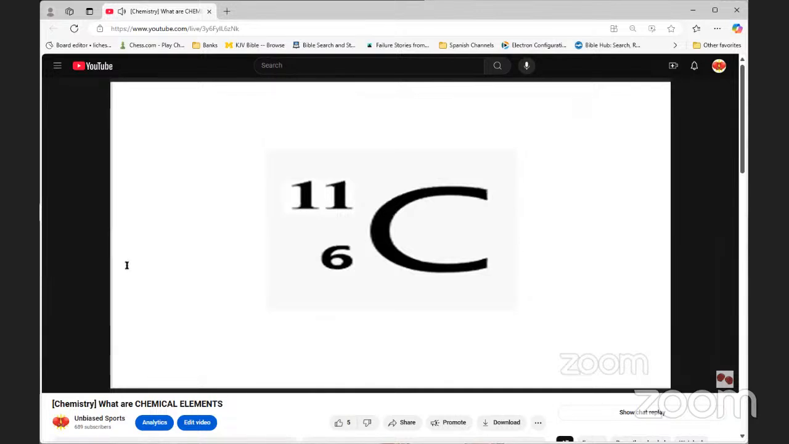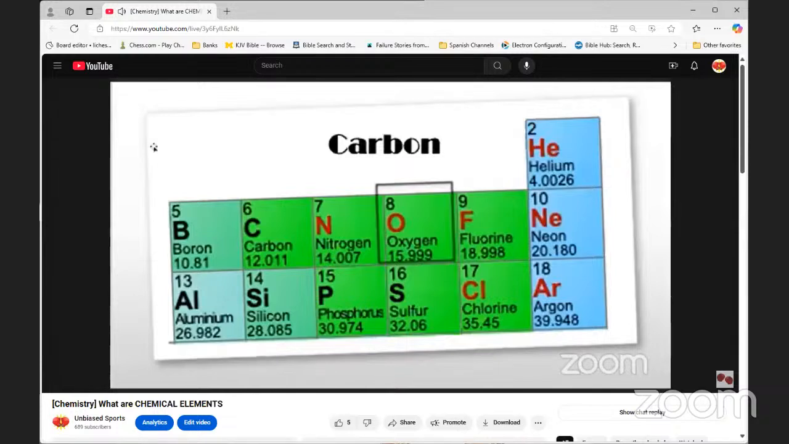So that's it. That's a basic understanding of what a chemical element is. And when you look at this chart, you can now understand the numbers. All right. So the top is the proton count on this periodic chart, and the bottom is the atomic mass. It's the combined effort of protons and neutrons.